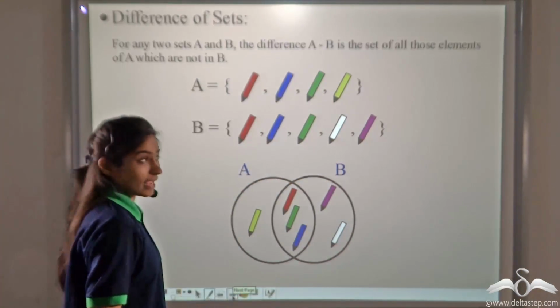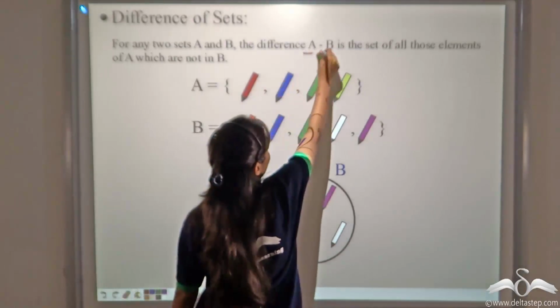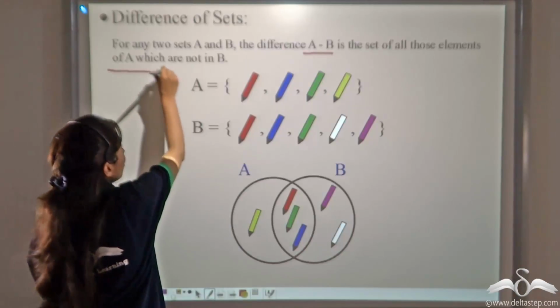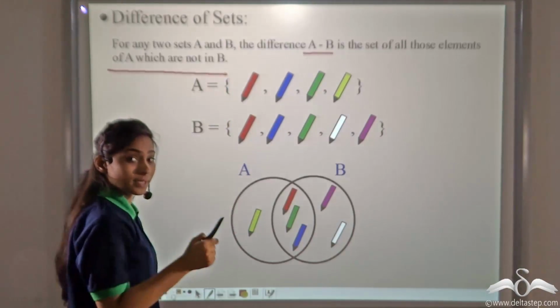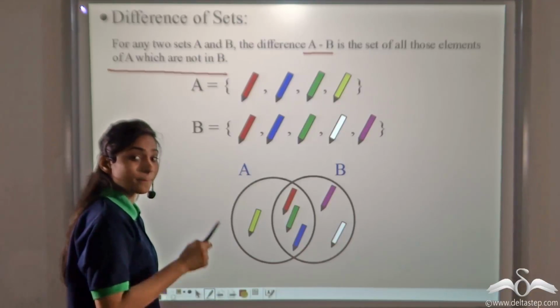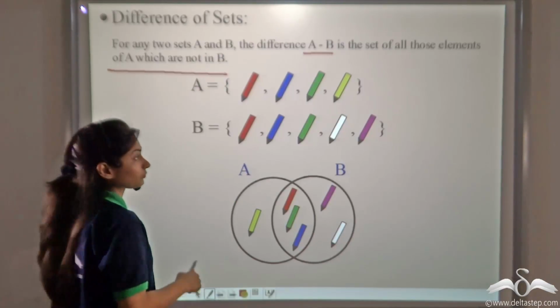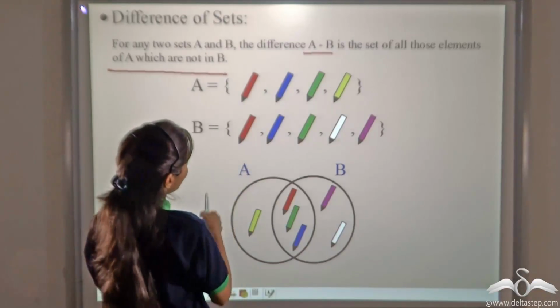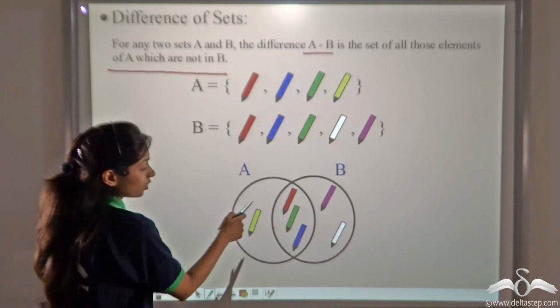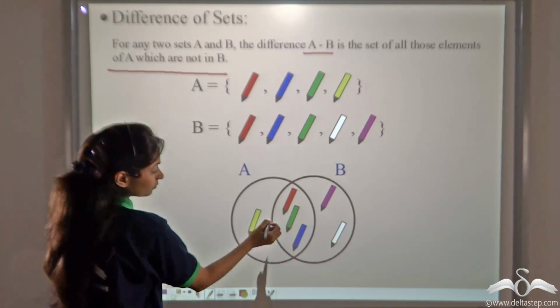Well, for two sets A and B, the difference A minus B is the set of all those elements which are not in B but are there in A. So, the set of those elements which are there in A but not there in B. So which pen do you think here belongs to A but does not belong to B? Check it from the Venn diagram.